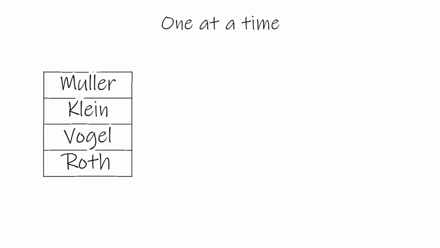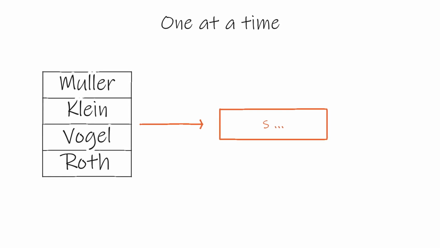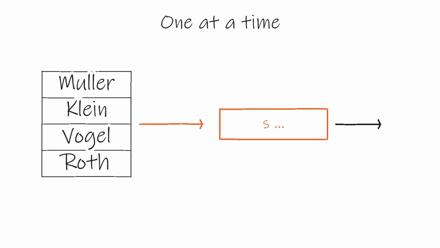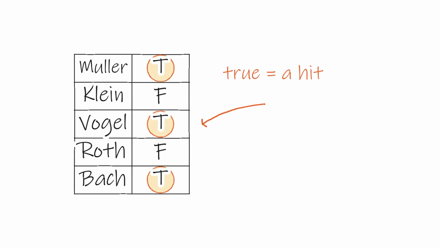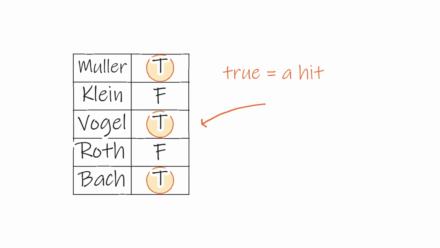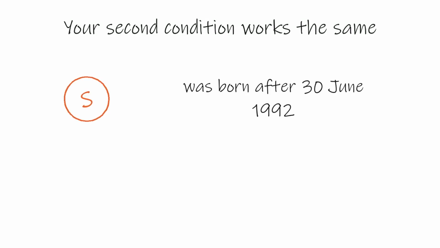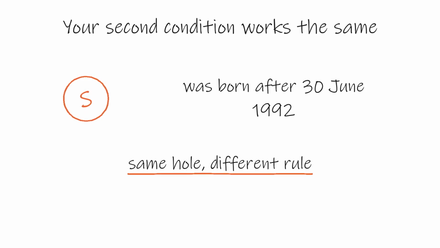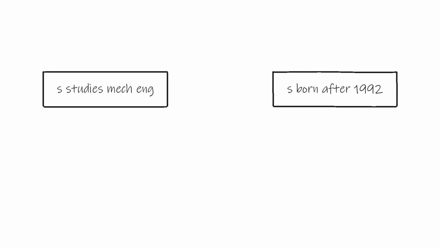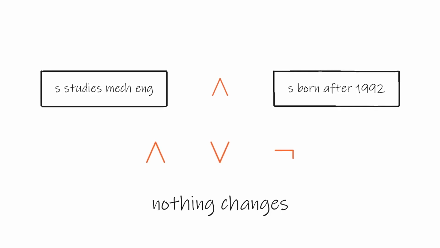One at a time, you drop a student into S. Each substitution turns the predicate into a statement with a truth value. Every S that comes out true is a hit. That's your search result. Your second condition works the same. S was born after the 30th of June, 1992. And these still combine with the connectives you know. And, or, not, nothing changes.